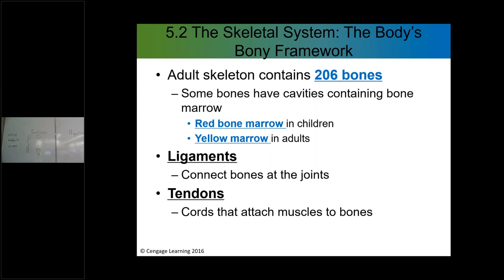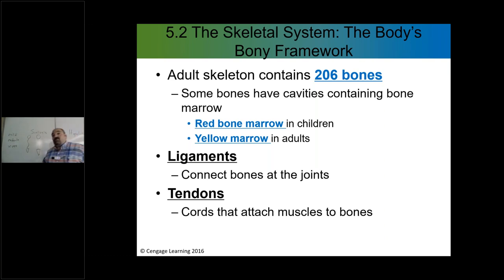What does it produce? Good. Yellow marrow, adipose tissue. It's fat. Yellow marrow is what? Good. Adipose tissue, it's fat. Correct. And so it's an area for storage for nutrients and such, right?